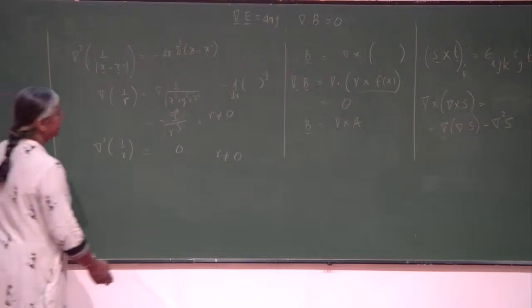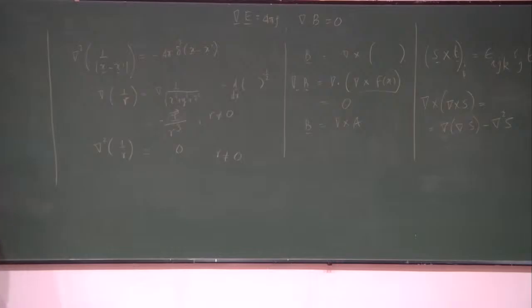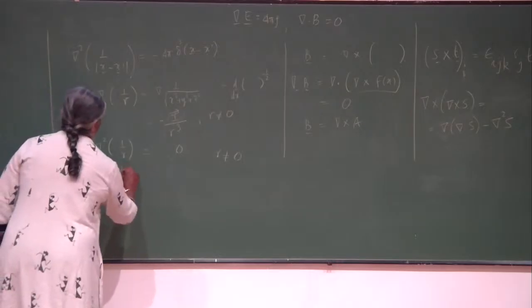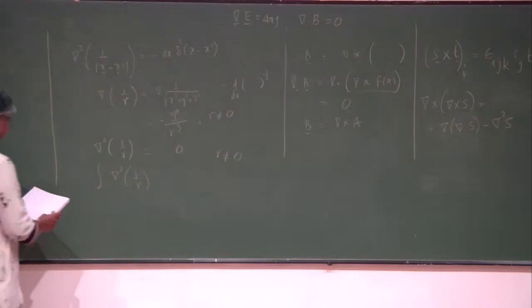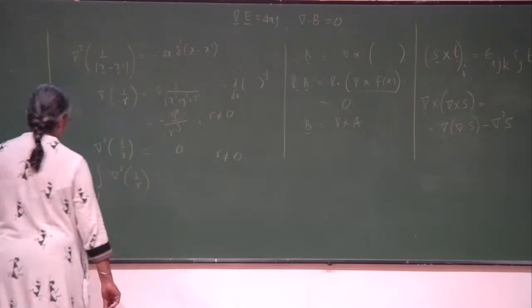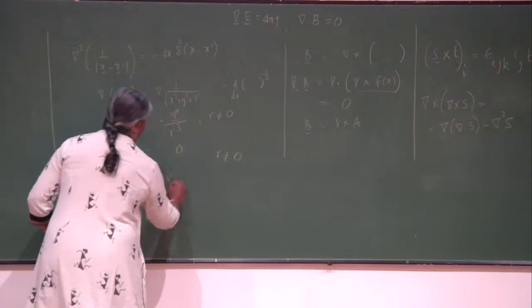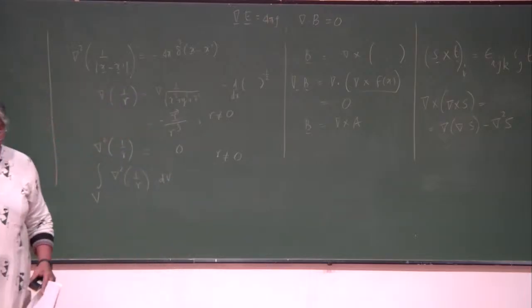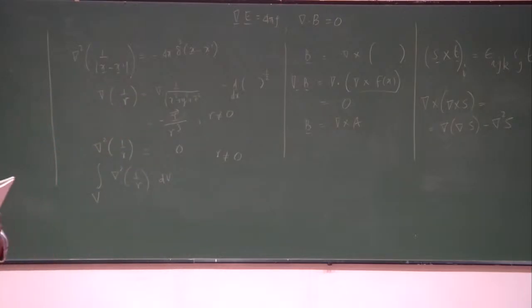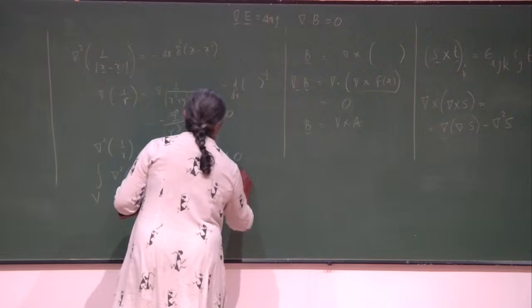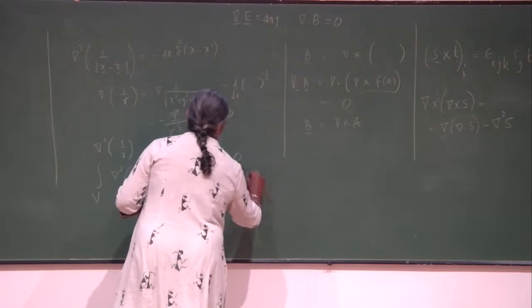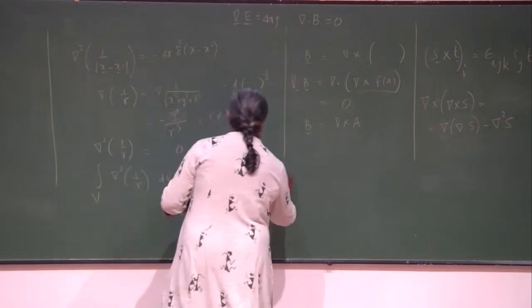So how do you deal with the quantity at r equal to 0? What you do is that you take the integral over some finite volume, and this finite volume must include the origin. So it can't be any arbitrary volume, but it is some volume that includes the origin. Then what is del squared? I can write this as the integral of del dot del of 1 by r dV.